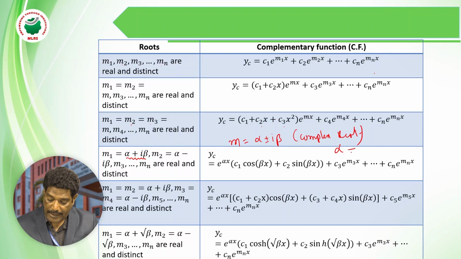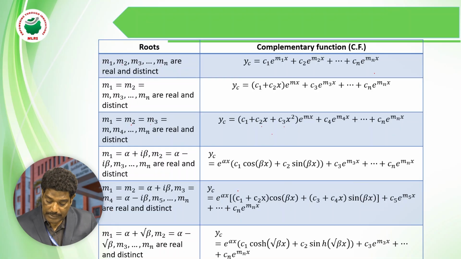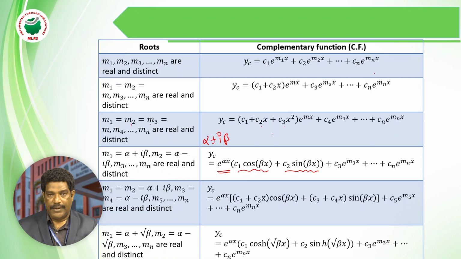Whereas alpha will be the real part and beta will be the imaginary part of the complex root. So whenever you are getting complex roots, how can you write the complementary function? Suppose the roots are alpha plus or minus i beta, then you can construct the complementary function like e power alpha x into (c1 cos beta x plus c2 sin beta x) for the complex roots alpha plus or minus i beta.